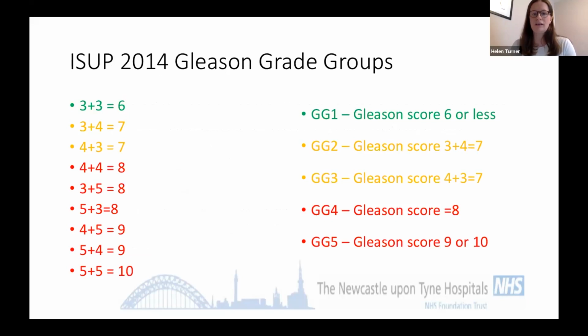So just to reiterate that point with some helpful traffic light systems, we've got the old system there on the left giving your Gleason sum scores, and then your new grade groups on the right there. So obviously very important and a lot more simple.